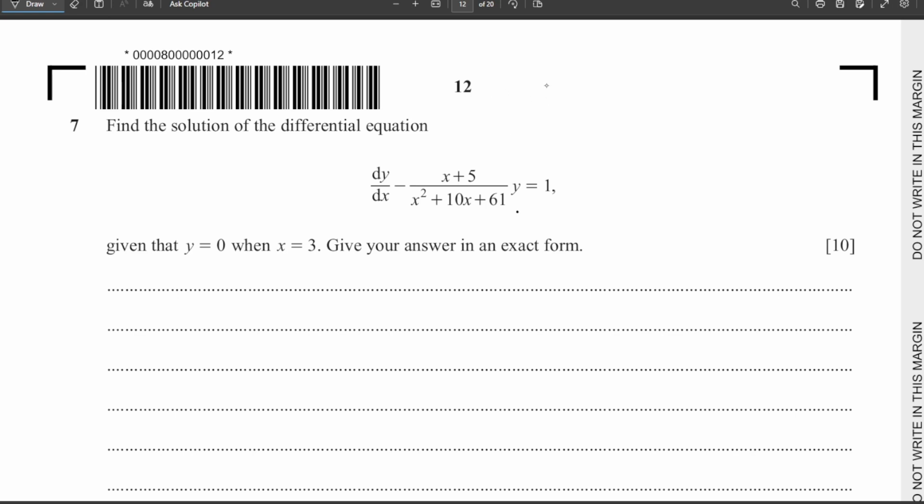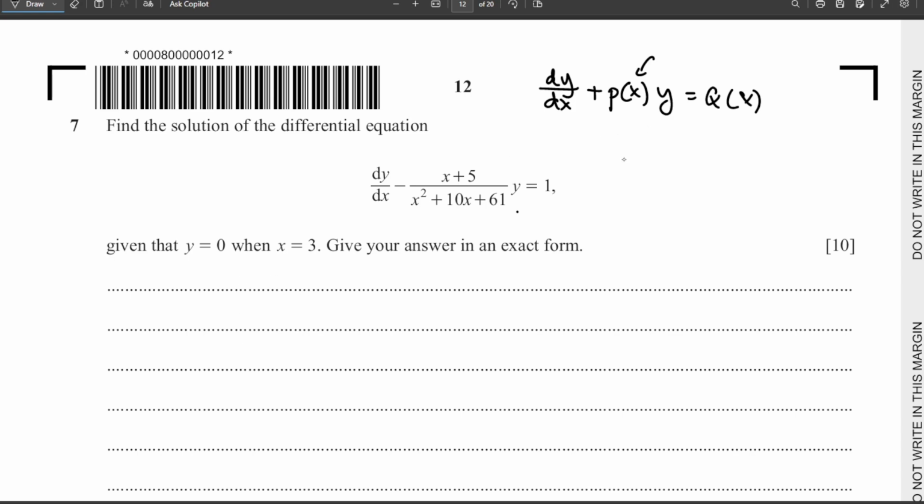A linear equation means it can be presented in this form, where you have a dy/dx, you have a function times y, and then you have it equal to another function. So this is what we call a linear equation. In this case, the function attached to the dependent variable is p(x), which is this rational function. So the solution to this type of equation is that we need to use what is called an integrating factor.